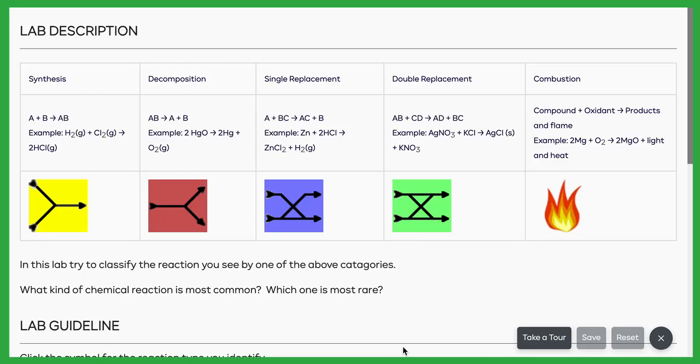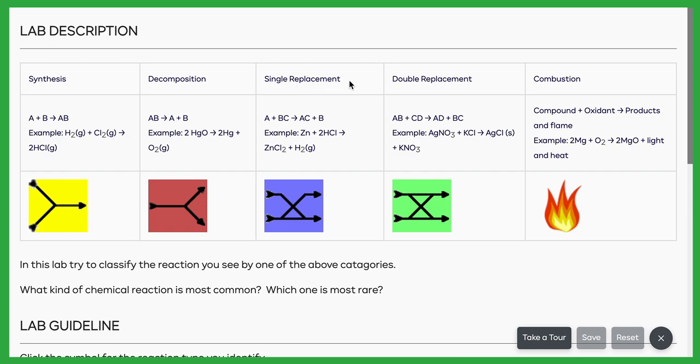Welcome to the tutorial video about the lab on chemical reactions. This lab is really just trying to identify different chemical reactions as one of 5 different possibilities. The first one is called synthesis, where two things make one thing. The next one is decomposition, where one thing breaks into two things.